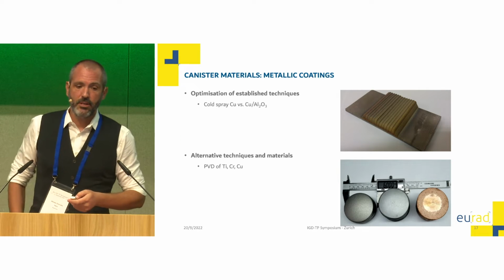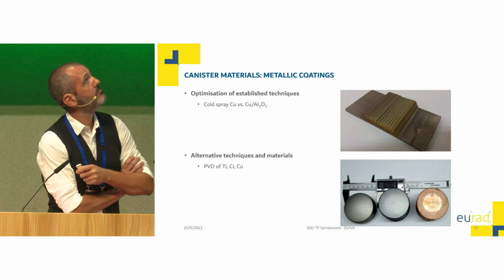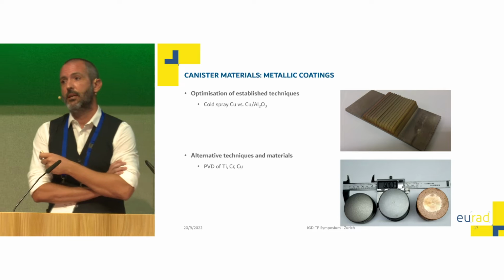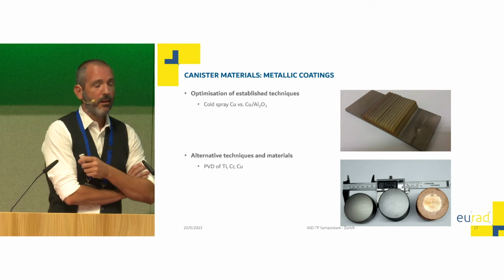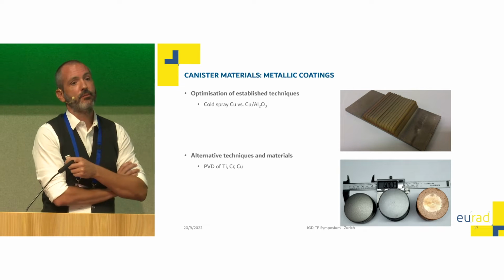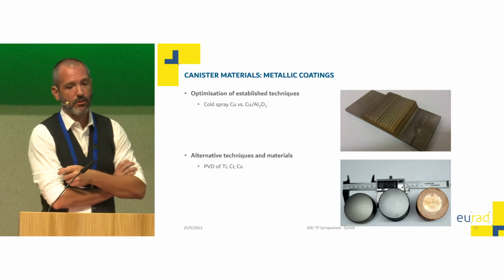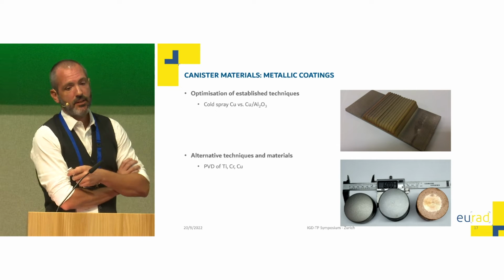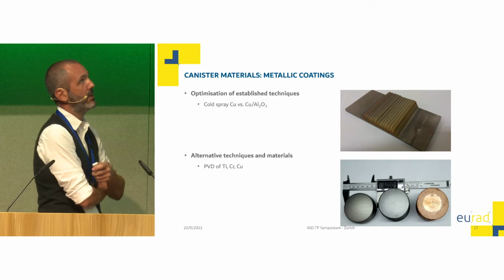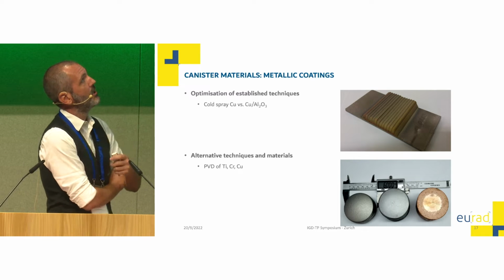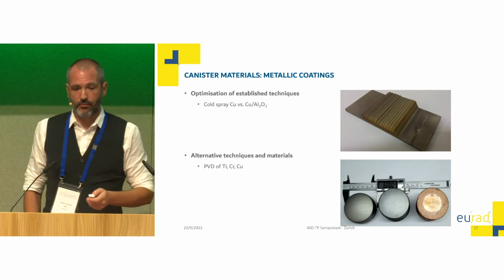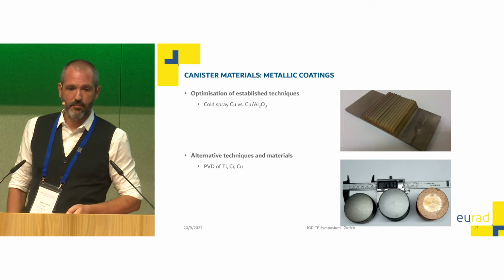Another area of work is coatings. I already expressed my enthusiasm for coatings. There's some work being done there, either optimization of existing techniques that are widely used, for example, the cold spray of copper. We're trying to improve the adhesion of the coating to the substrate by including some alumina particles in the copper. We're also exploring alternative techniques and materials that are used in other industries but have not yet really been considered in radioactive waste management, for example, physical vapor deposition of titanium, chromium, and copper. You see some examples of samples already produced on the right-hand side.